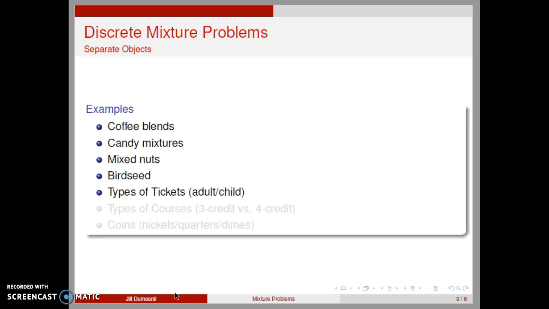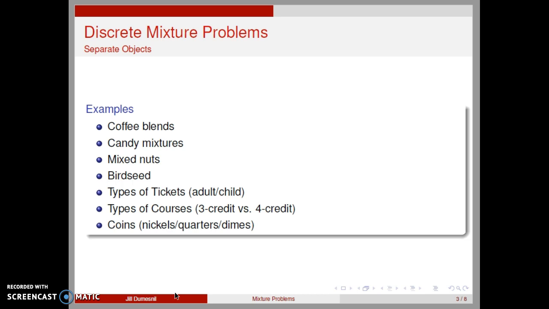We often have problems in which someone has sold a number of tickets, adult or child admission tickets maybe, at different prices, but has mingled the money from the two. We can use algebra to determine how many tickets of each type were sold. Similarly, in college, students often take a mixture of 3-credit and 4-credit courses. Of course, problems involving money are common in math courses.